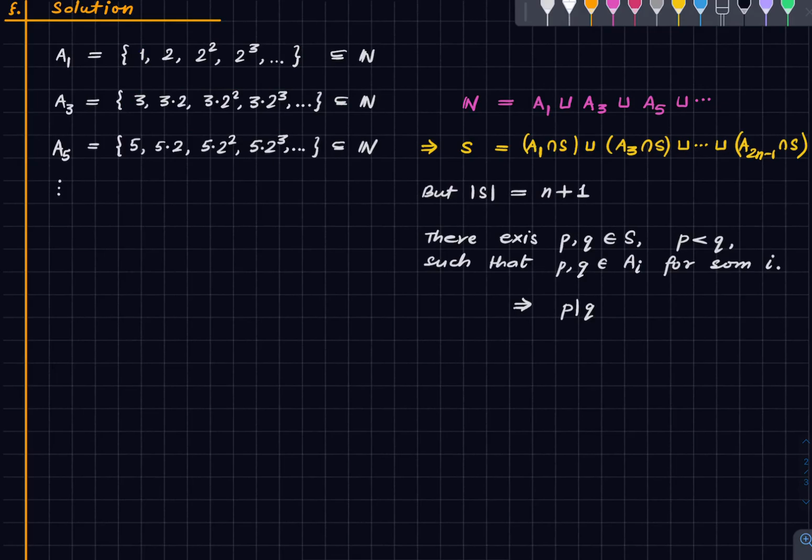There are other proofs of this. There is one proof by induction also, but let's not get there.